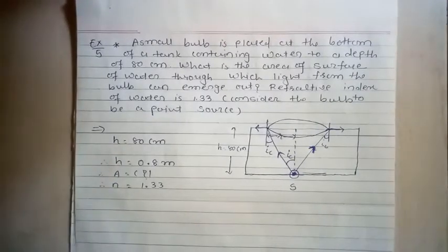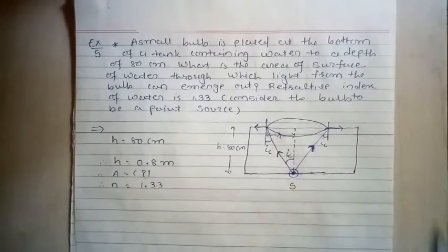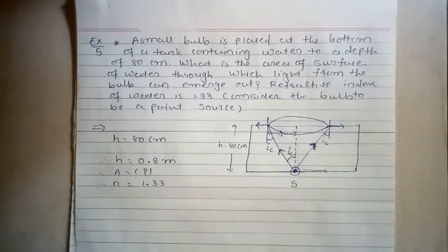So friends, we have to find out the area, and we know this is circular, so the area of a circle is pi r square. We know that pi is equal to 3.14, but we don't know the value of r, right? So first of all we have to find out the r.